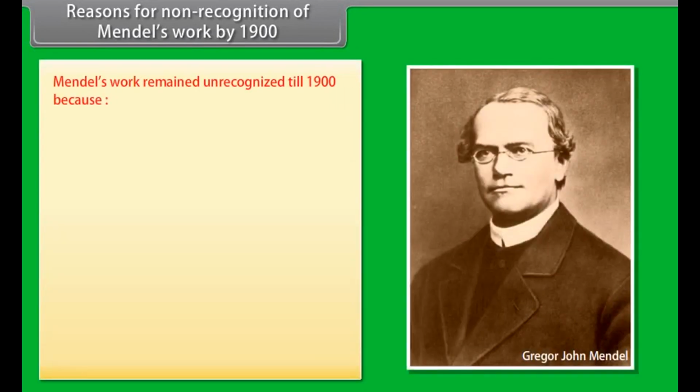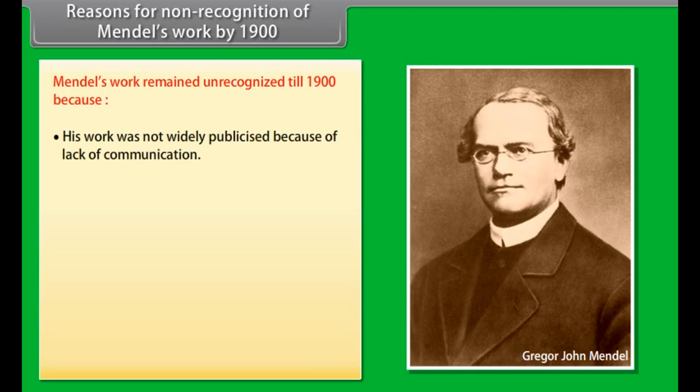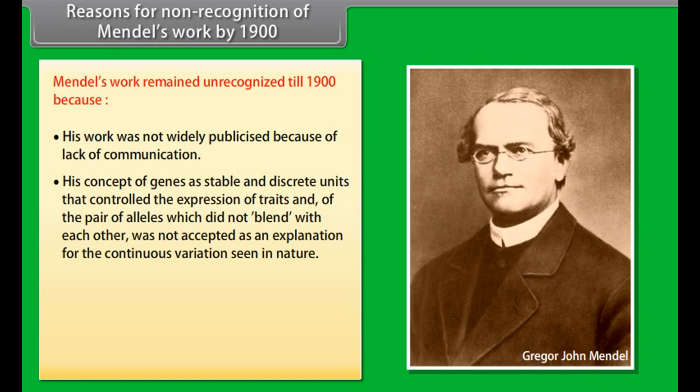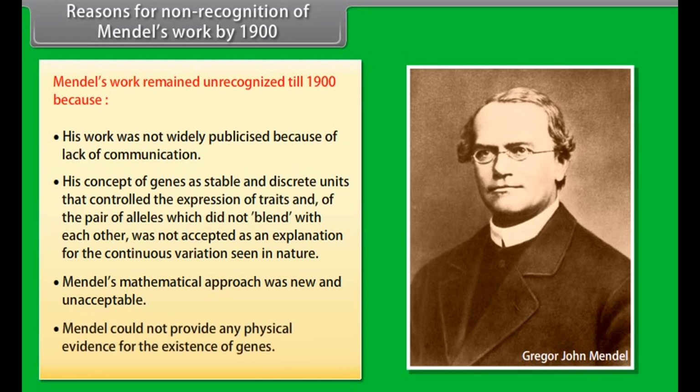Reasons for non-recognition of Mendel's work by 1900. Mendel's work remained unrecognized till 1900 because his work was not widely publicized because of lack of communication. His concept of genes as stable and discrete units that controlled the expression of traits and of the pair of alleles which did not blend with each other was not accepted as an explanation for the continuous variation seen in nature. Mendel's mathematical approach was new and unacceptable. Mendel could not provide any physical evidence for the existence of genes.